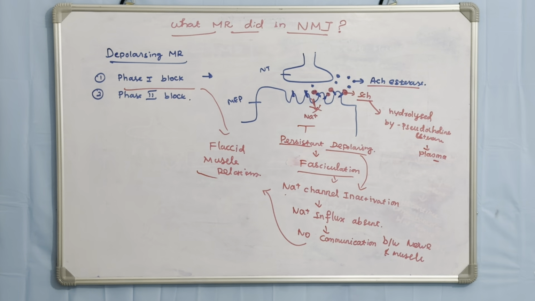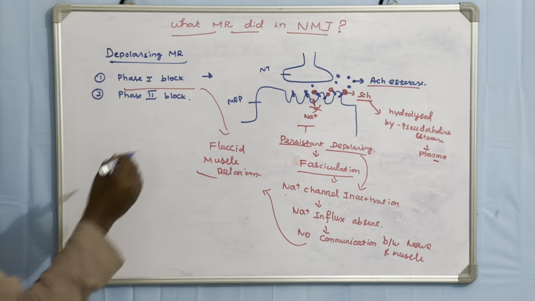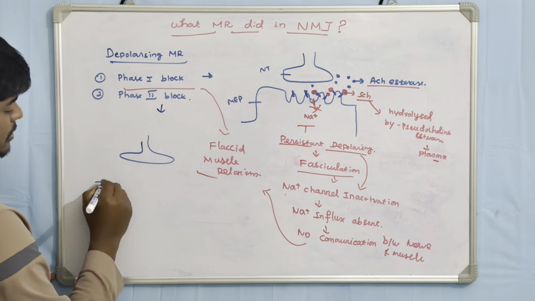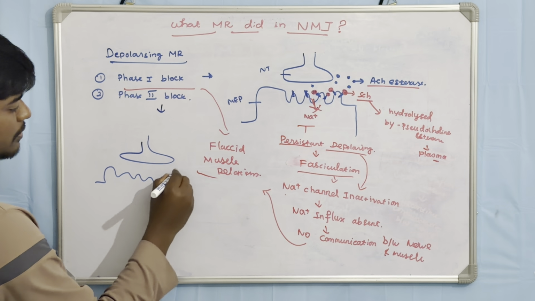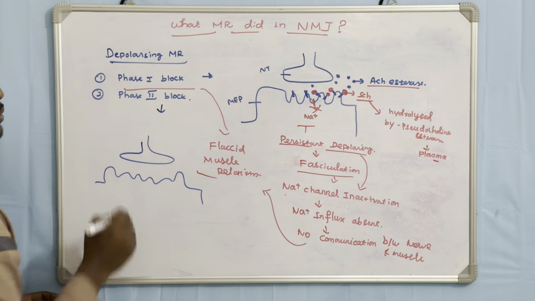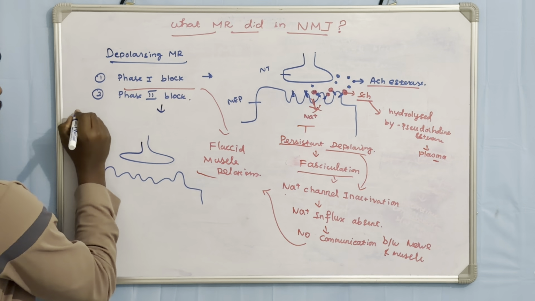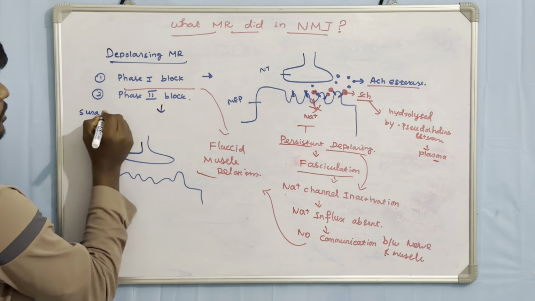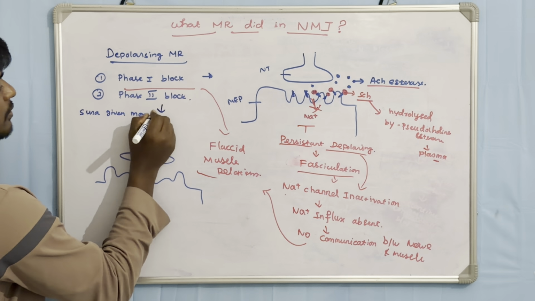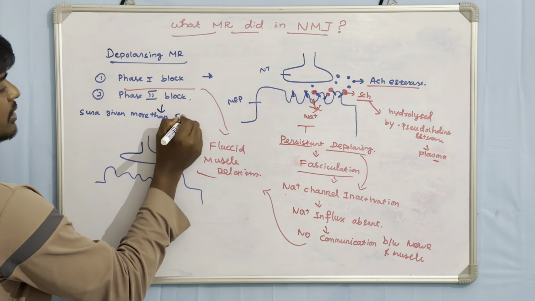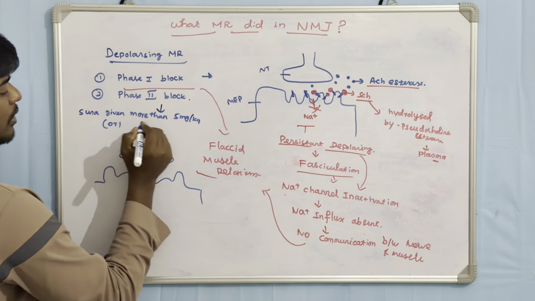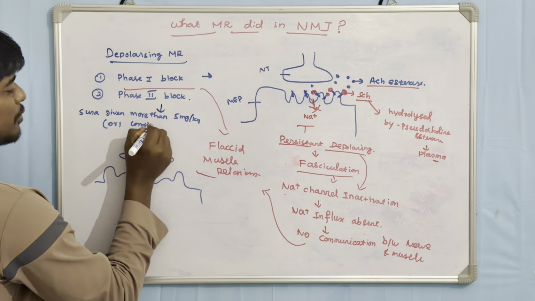Now we learn about the phase 2 block. This is the neuromuscular junction. The phase 2 block happens when succinylcholine is given at more than 5 mg per kg, or as a continuous infusion. That is an overdose.